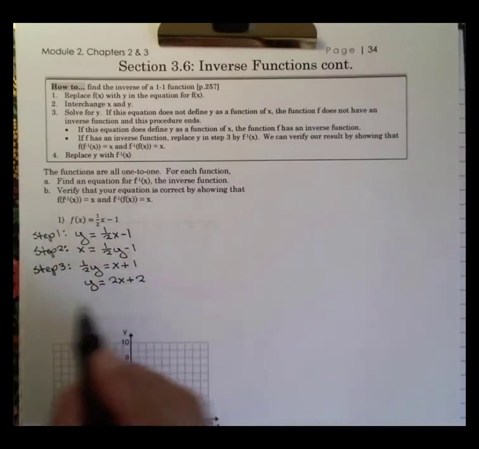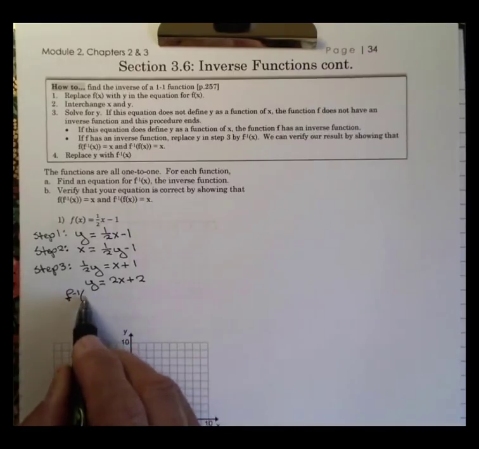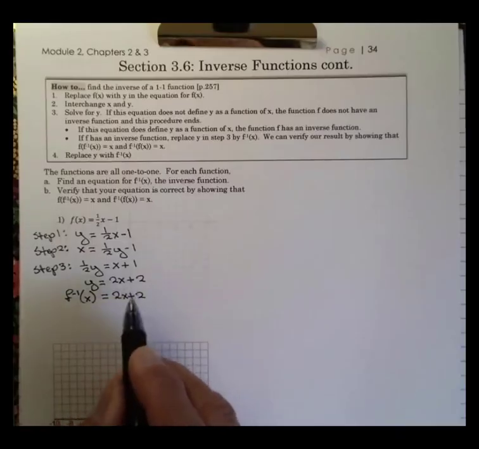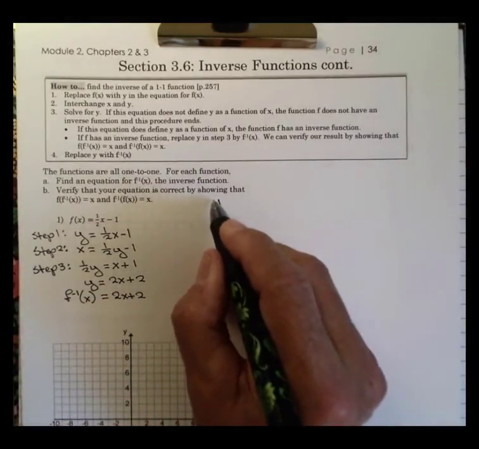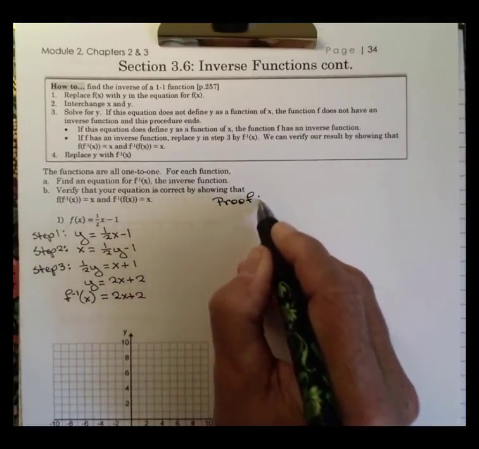And now I'm going to go back to function notation. So the inverse function is f of -1 of x. That's the inverse of f of x, and that's equal to 2x plus 2. That's my new function. So how would I prove that they are inverses of each other? Well, I'm going to put the proof over here.